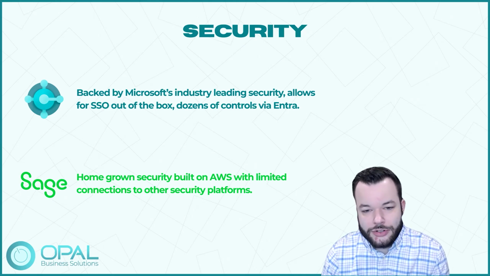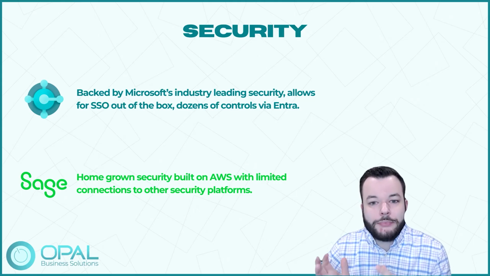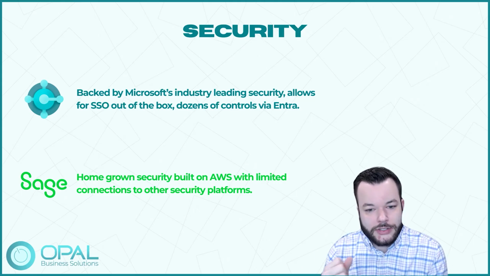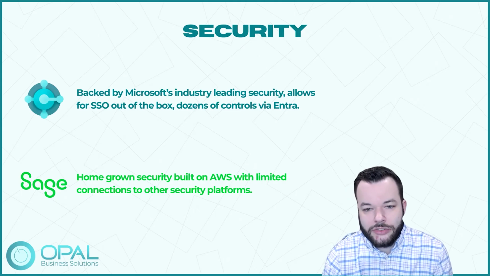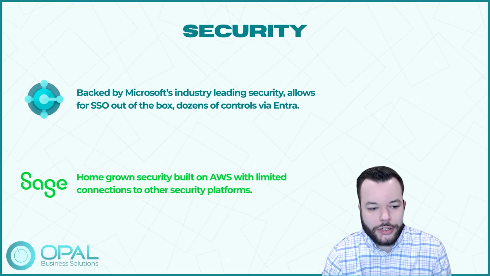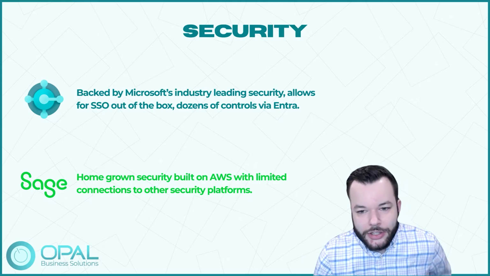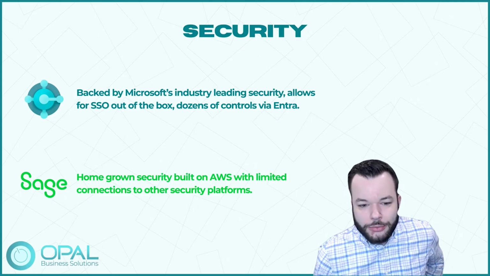So if you're used to using Entra, which used to be called Azure Active Directory, then you can take that power and those tools from Entra, such as conditional access policies, to do lots of things related to MFA, to do IP whitelisting, to require VPNs or anything else like that, then you can absolutely do that with Entra as well. Sage, on the other hand, has a homegrown security.